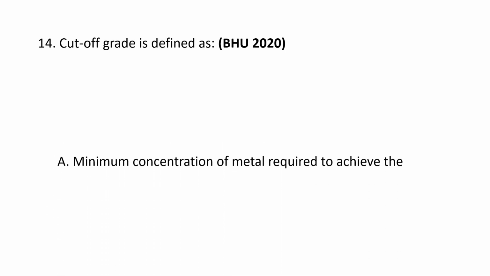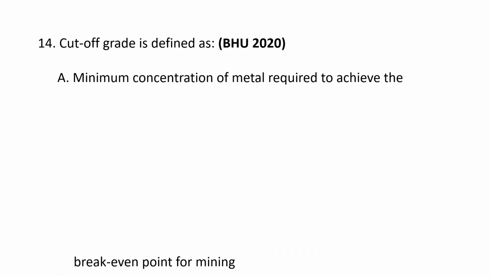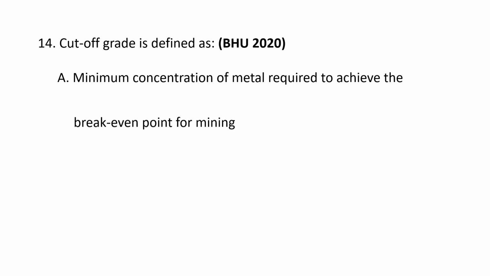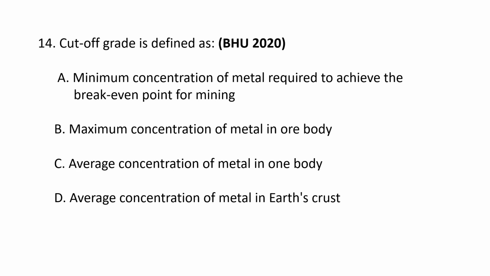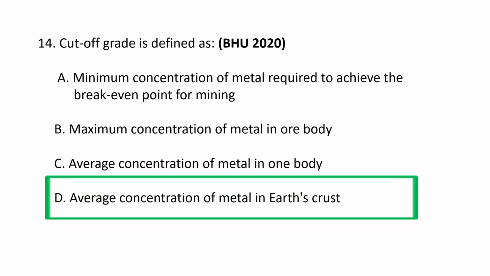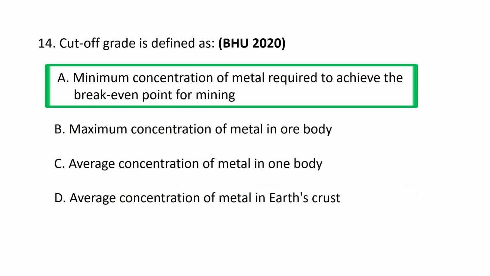Next question. Cutoff grade is defined as A. Minimum concentration of the metal required to achieve the break-even point for mining. B. Maximum concentration of metal in ore body. C. Average concentration of metal in ore body. And D. Average concentration of metal in the earth's crust. So cutoff grade is defined as a minimum concentration of a metal required to achieve the break-even point for mining.